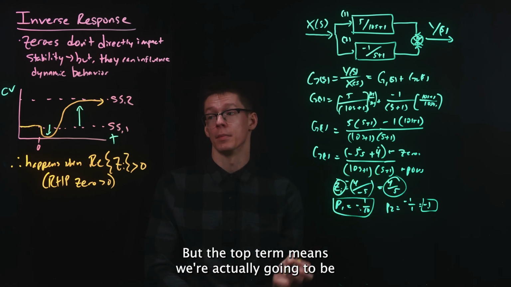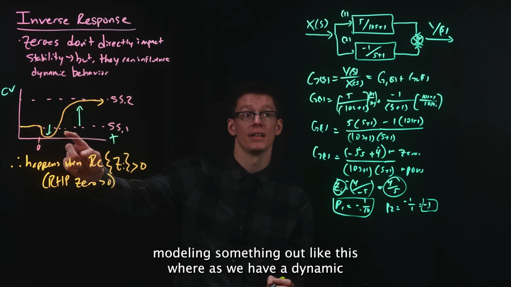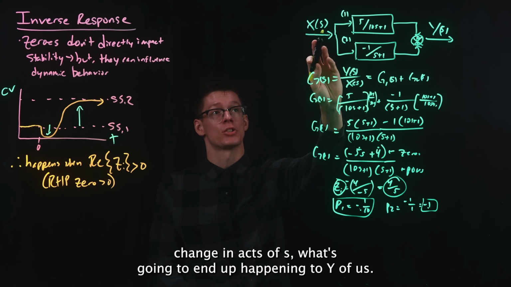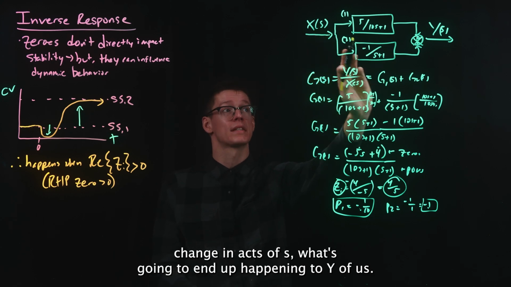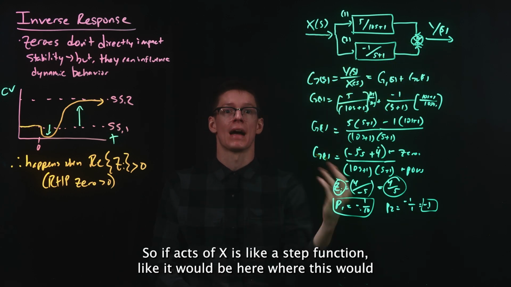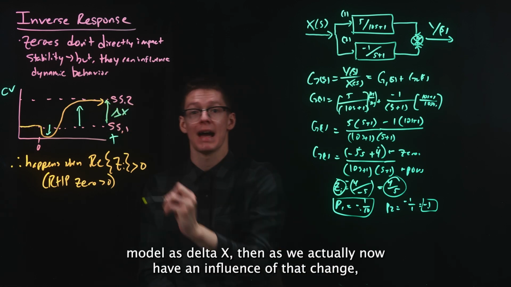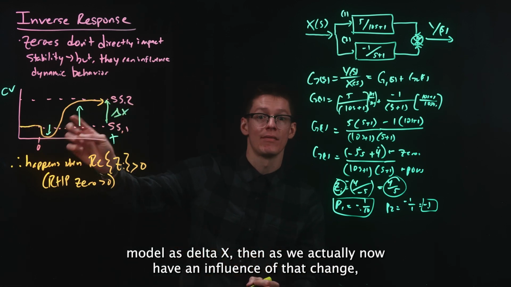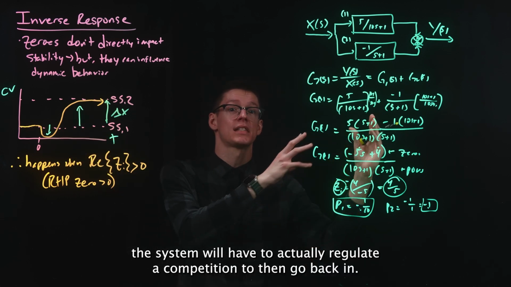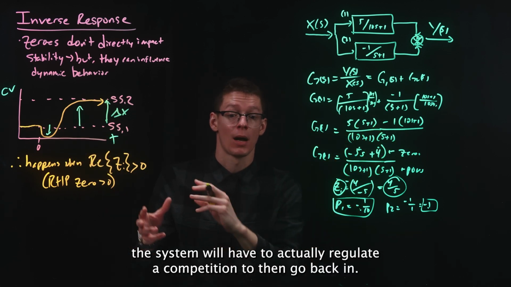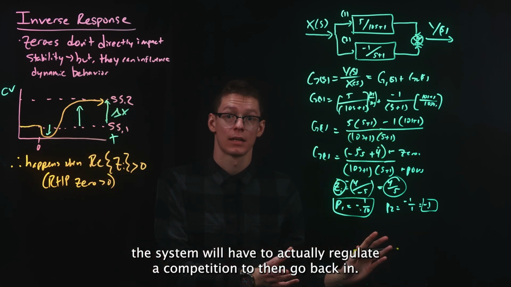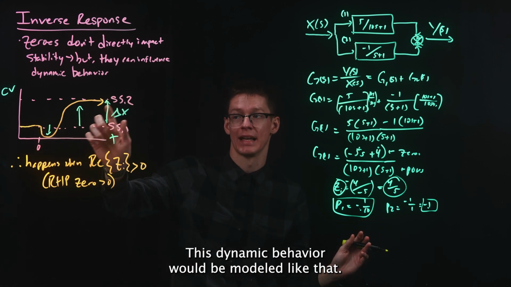But the top term means we're actually going to be modeling something like this, where as we have a dynamic change in x of s, what's going to end up happening to y of s? So if x of s is like a step function, like it would be here, where this would model as delta x, then as we actually now have an influence of that change, the system will have to actually regulate a competition to then go back. And this dynamic behavior would be modeled like that.